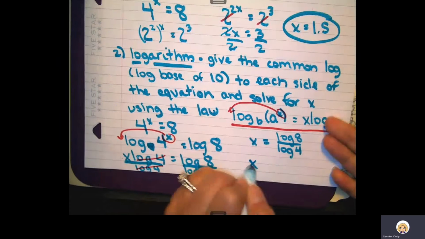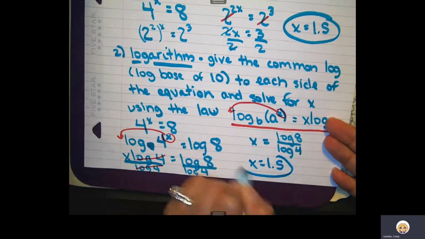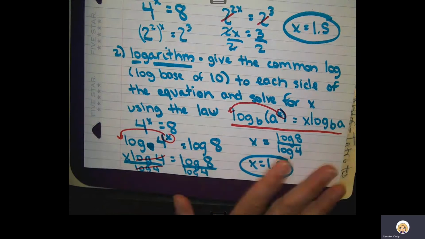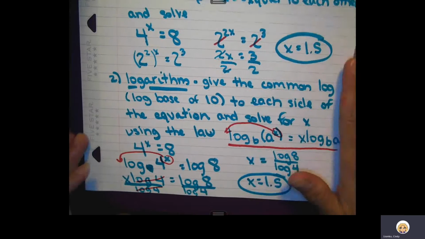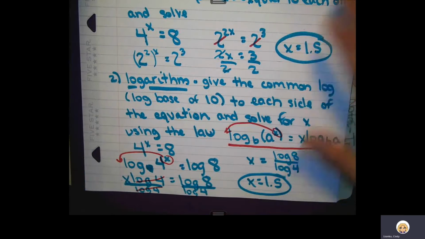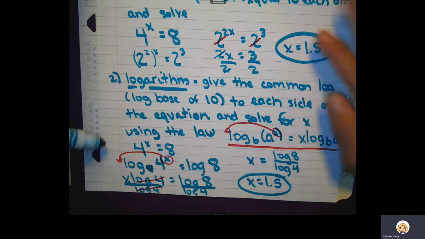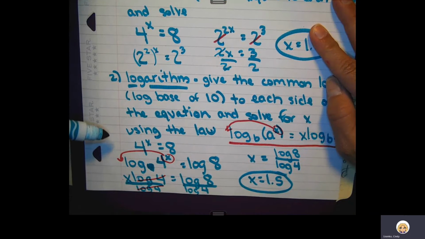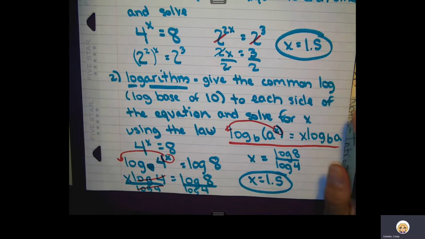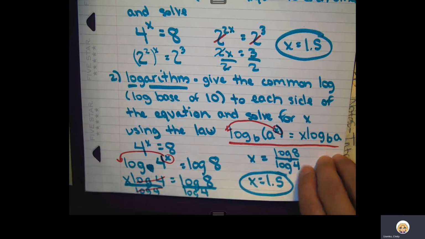So x equals 1.5. So when you're solving exponential equations, when you have a variable that's an exponent, you can do this either way. If you do not have a common base, then you would resort to using logs. So now we're going to practice 4 examples doing that. And then we will go ahead and end.